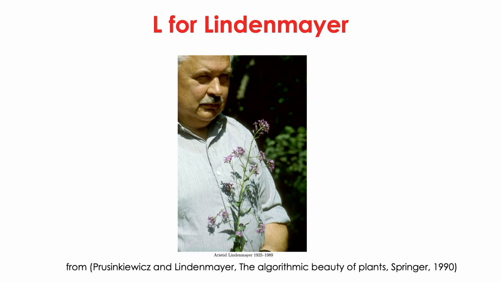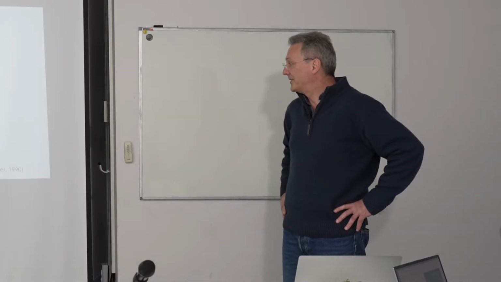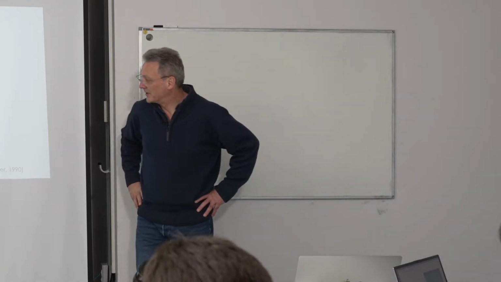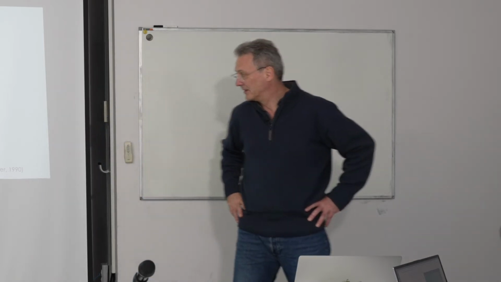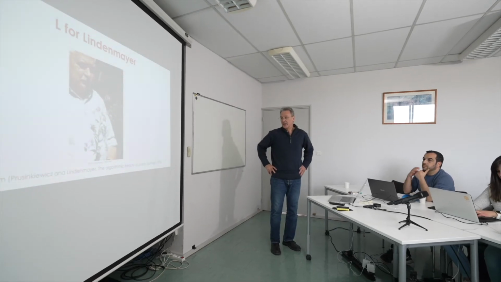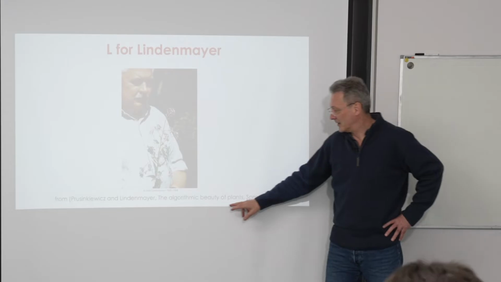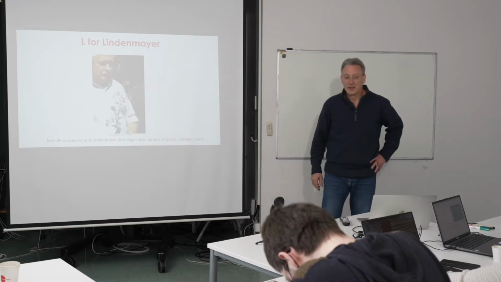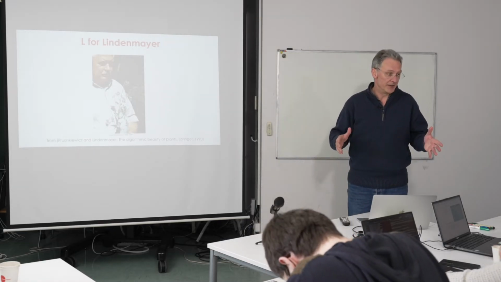So the L of L systems stands for Lindenmayer. So it was Aristid Lindenmayer. He was a theoretical biologist living in the Netherlands. And he worked very intensely with Przemek Prusinkiewicz in Canada, who is still alive. And just before he died, or at the moment where he died, they both wrote a very nice book called Algorithmic Beauty of Plants, from which actually the work that I'm going to present here is very much inspired. Okay.